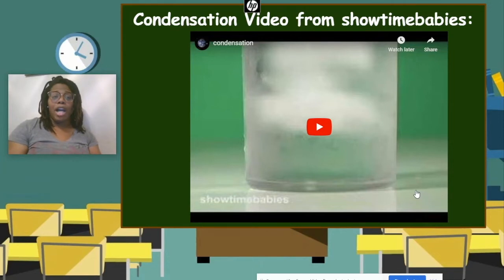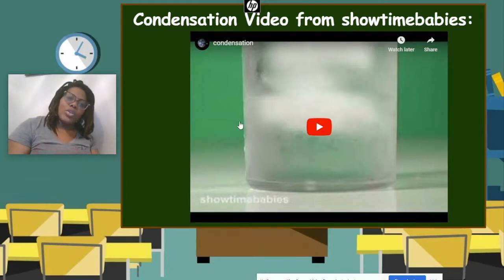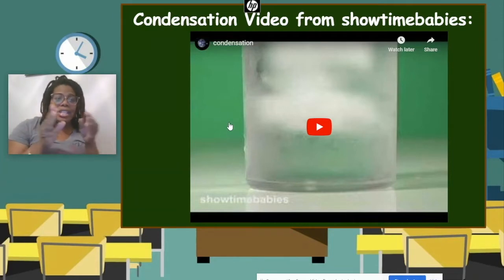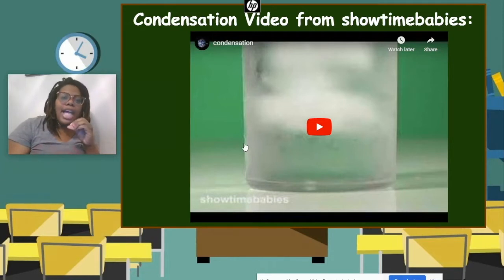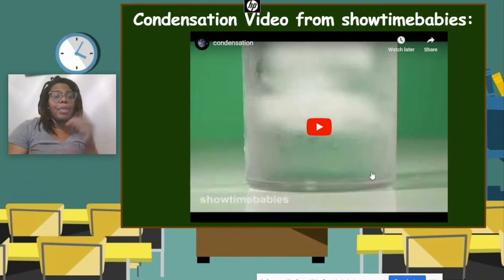What you might have thought is that the water on the outside of the glass came from inside of the glass. And that actually isn't true. What happened was there was water in the air as a gas. And as that cold glass was there, it started to cool down that water that was a gas, and it made the atoms get closer together. And then that gas became a liquid. And that is the condensation that we saw on the glass and on the table.